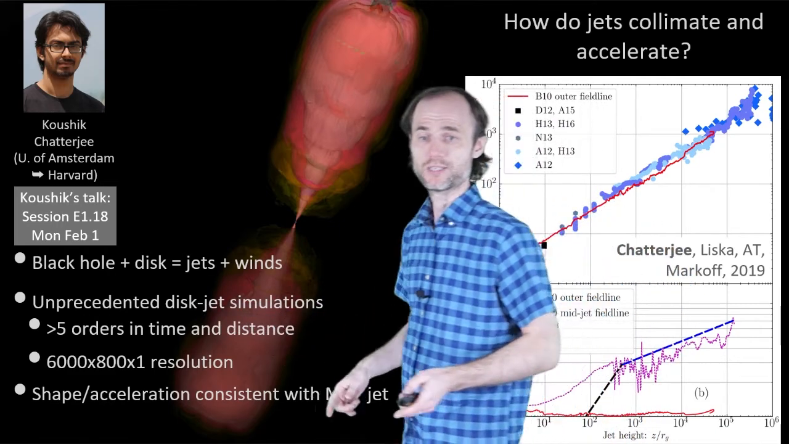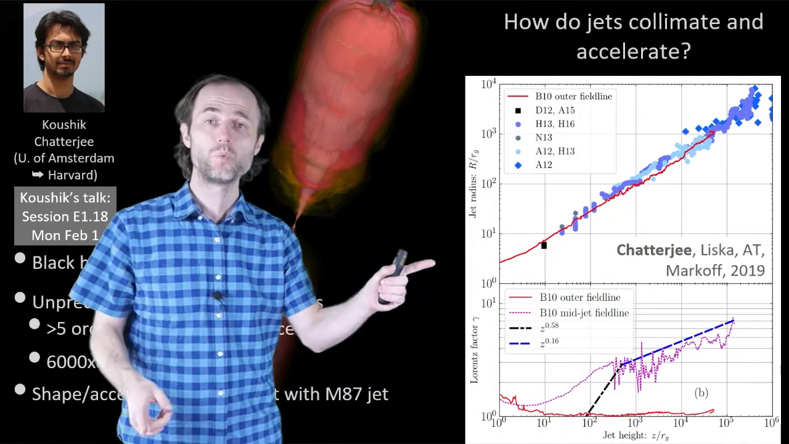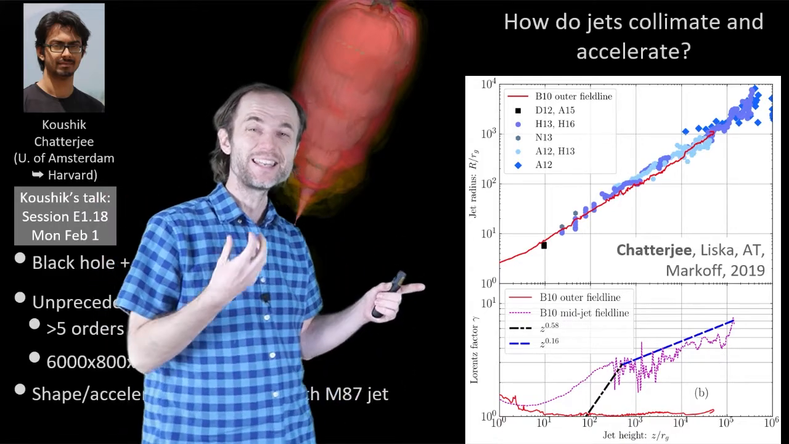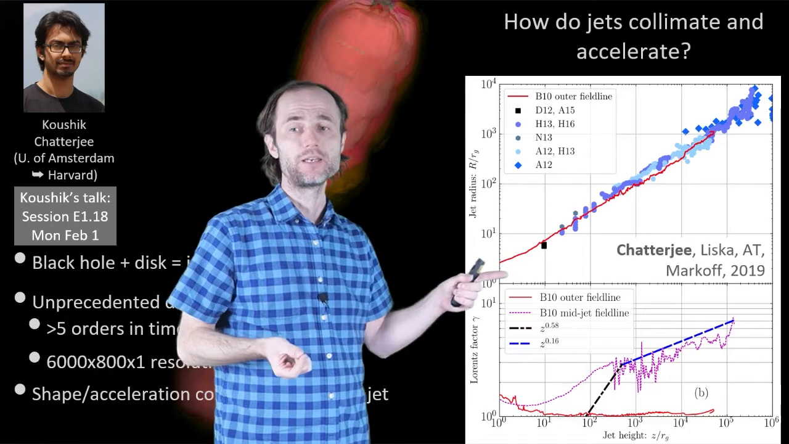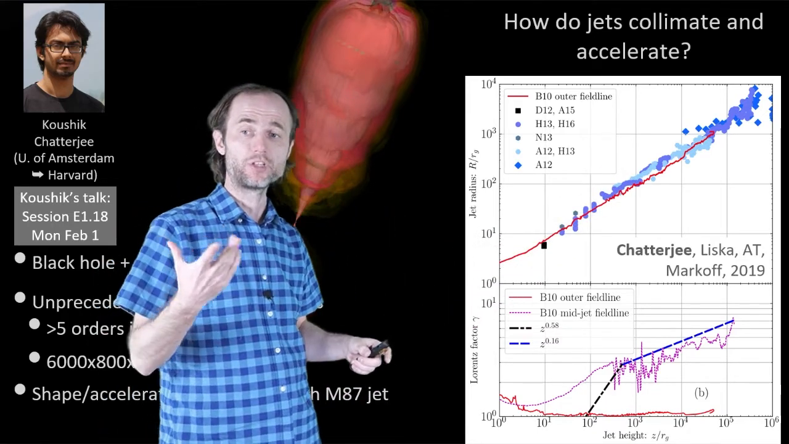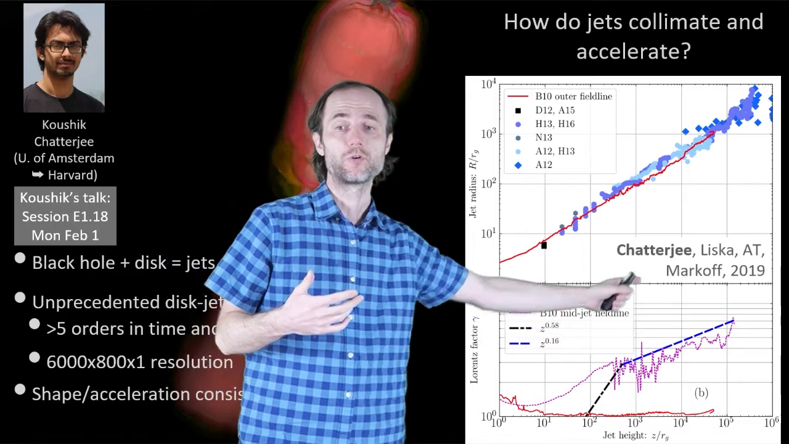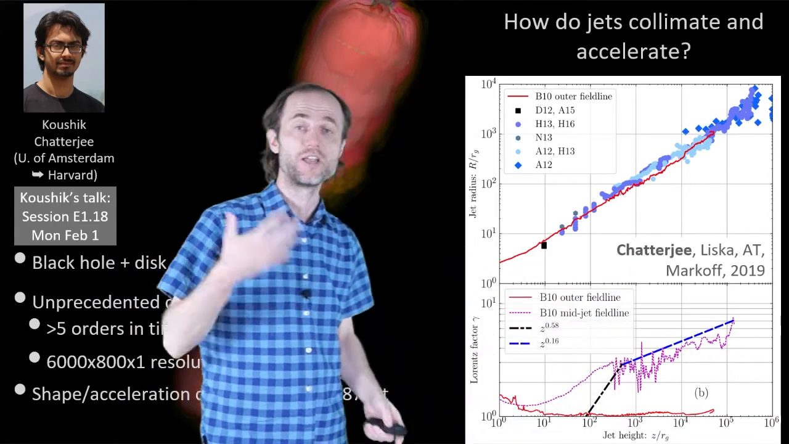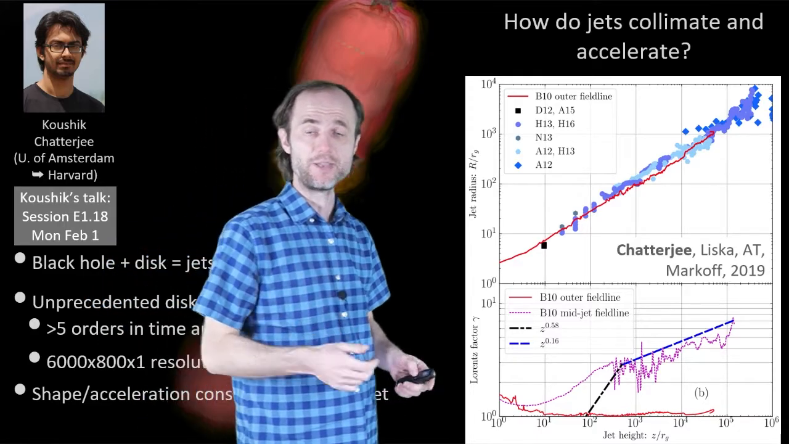and this is precisely what postdoc Kaushik Chatterjee has done, and remarkably has obtained very good agreement between the shape of the jet, the parabolic shape that extends for over 5 orders of magnitude in distance, and also the Lorentz factor that is measured in the M87 jet.